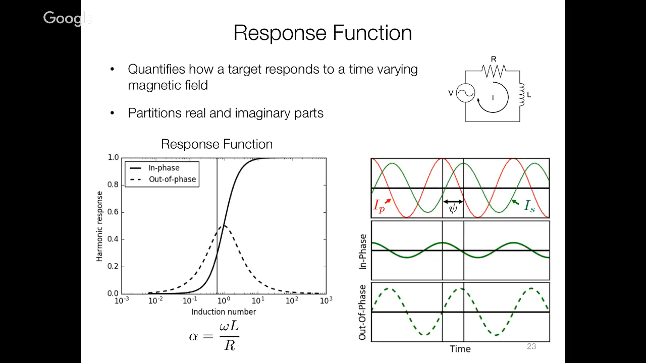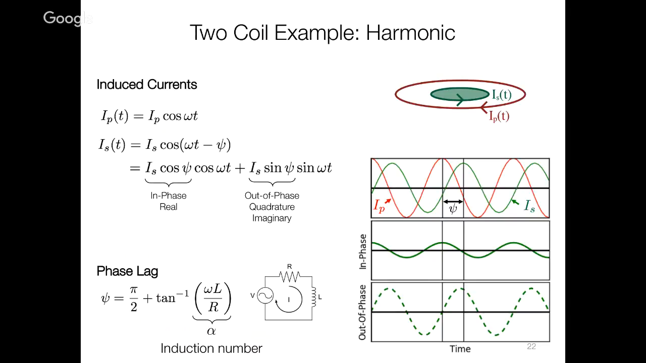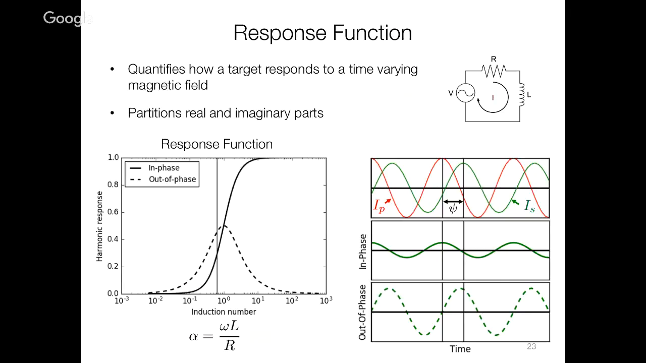So we can plot this. On this axis here we have the induction number, which is omega L upon R, and here's the response. Back here we have an in phase and a quadrature phase, so now we're actually going to plot that in here. The in-phase part starts at zero, and it kind of goes up, and then it stays up like that. And the quadrature phase is the dashed line. So there's the in-phase and the out-of-phase component as a function of induction number.